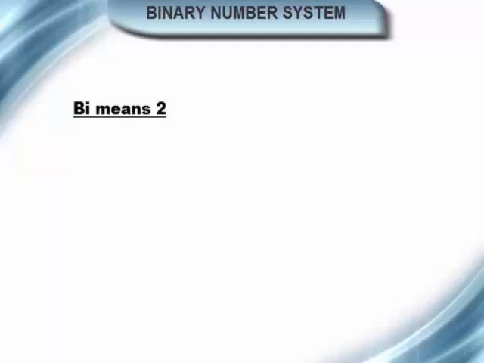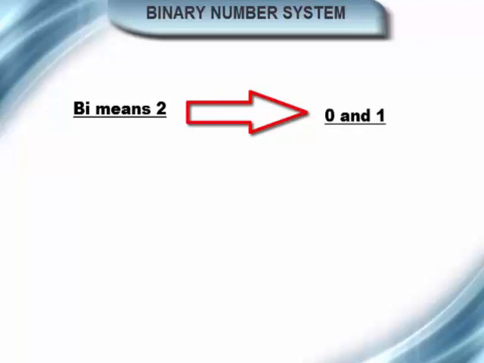So let's have an insight into our first topic, which is basically the binary number system. If I talk about the binary number system, bi means 2. It means that there are only 2 numbers present in the binary number system, which are 0 and 1.